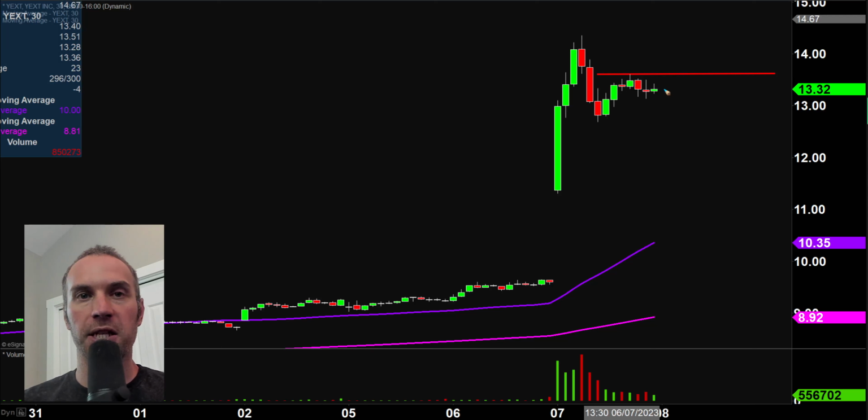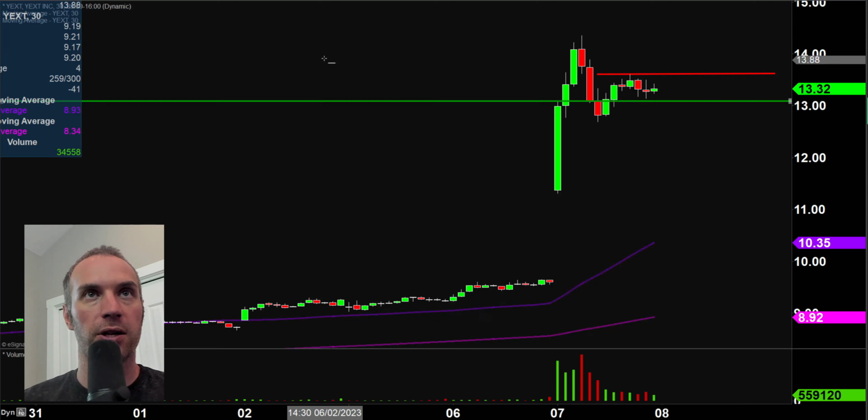So no guarantees, but is it valid, is it rational to think that if the price can come up here and push up through there, that break causes more additional buying pressure just because people are buying because it's breaking out of a resistance area? That is certainly a plausible outcome. So keep an eye on 13.60.